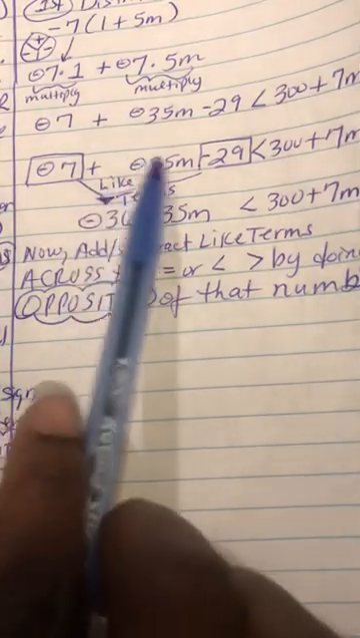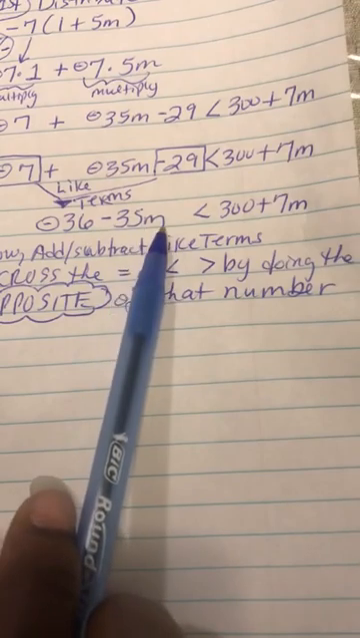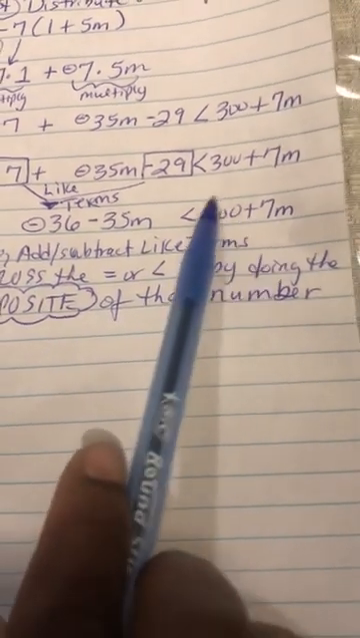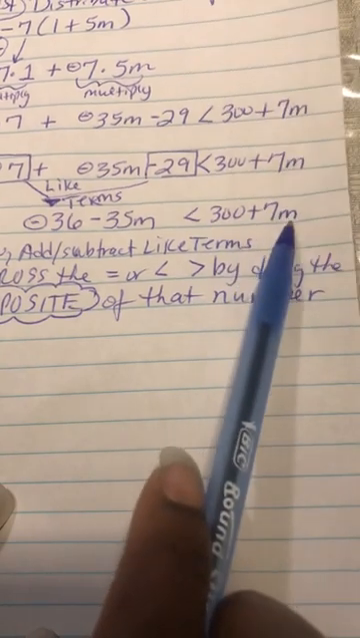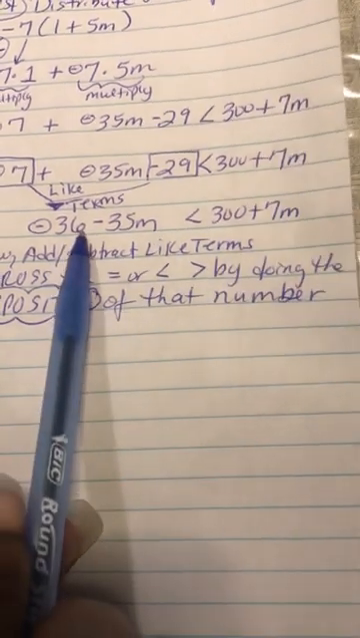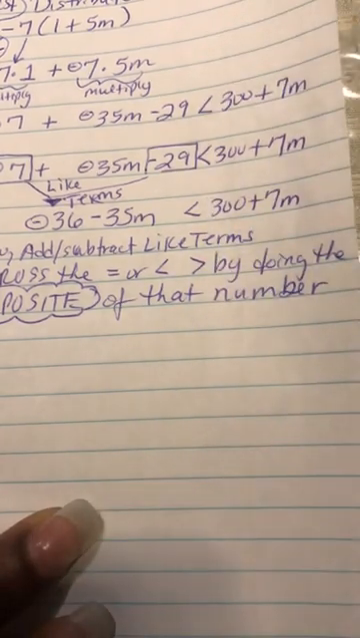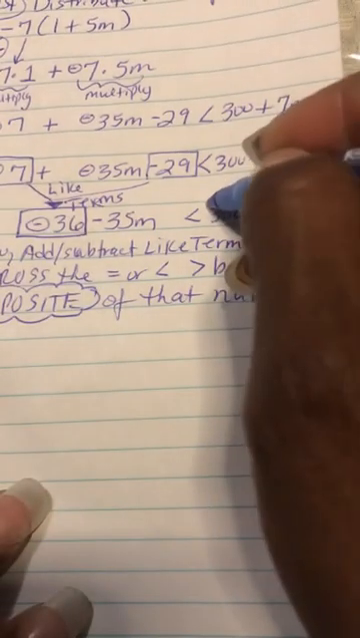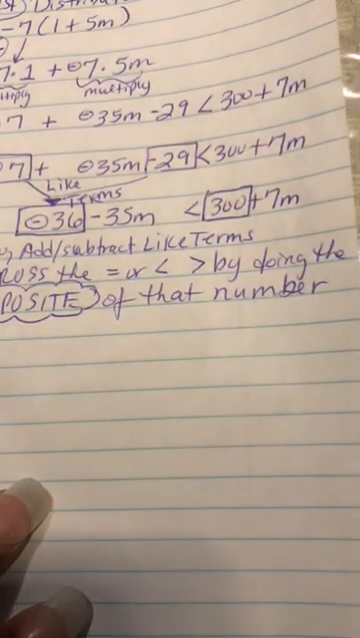Okay, so from here, I see a negative 36 and a negative 35 with an M. Over here, I see a 300 with no letter, and I see a positive 7 with an M. So I see that the negative 36 with no letter is just like the 300 with no variable or no letter. So I am going to move this negative 36 over here with the 300 because they are alike. They're like terms.